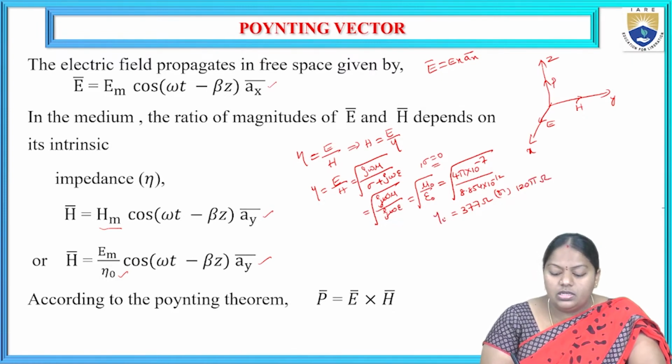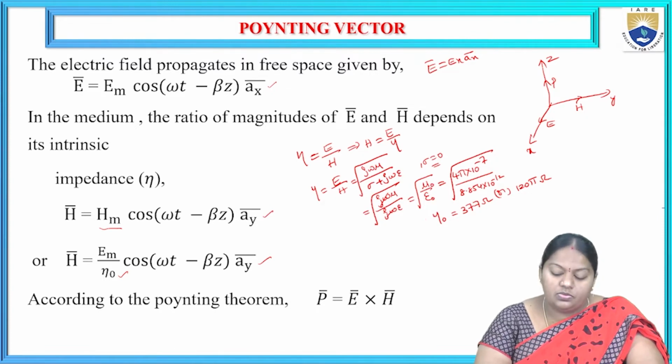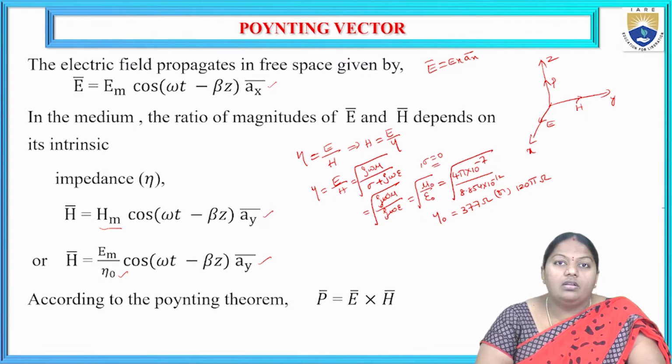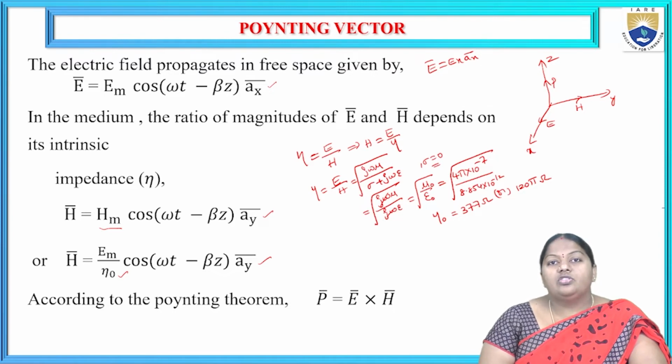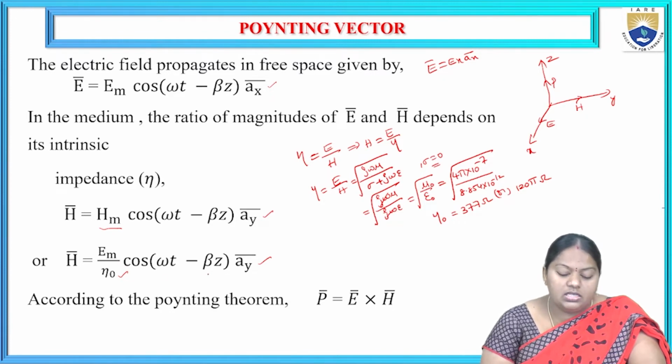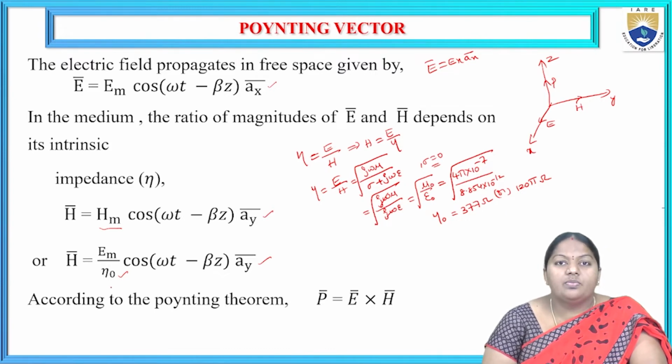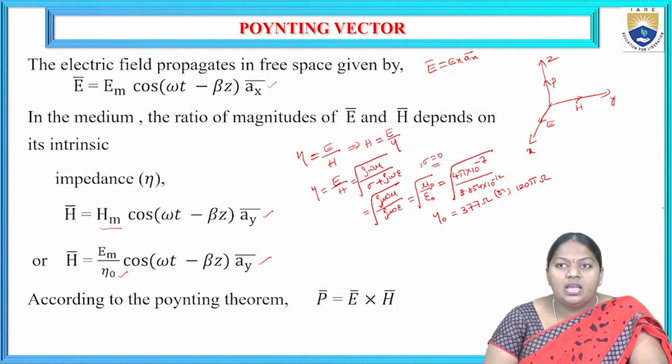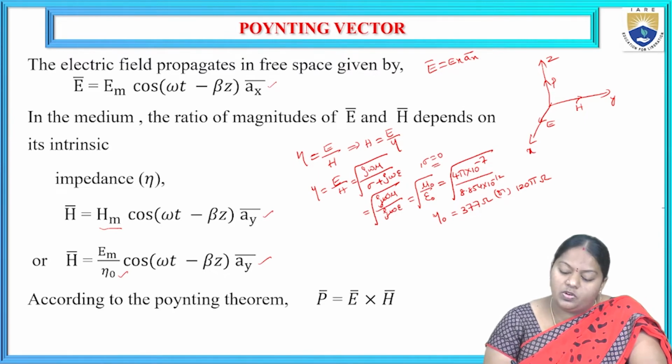Right? So this is the intrinsic impedance of the free space medium, as we have discussed in the analysis of electromagnetic wave propagation characteristics, or uniform plane wave characteristics. So H is given by Em by eta naught into cos(omega t minus beta z) into Ay, where eta naught is the intrinsic impedance of the free space medium, and mathematically we can consider its approximate value as 377 ohms or 120 pi ohms.